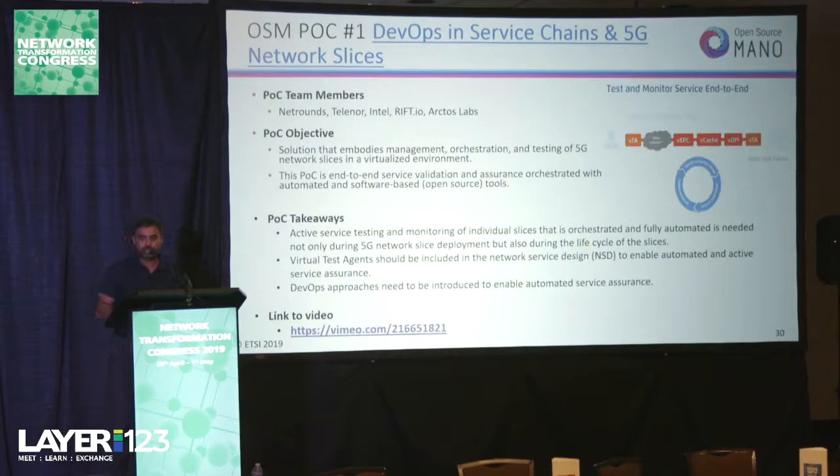All right, so let's go to the first one. This is the DevOps and service chain and 5G network slicing. The other thing that I forgot to mention is that joint POCs are welcome, and all the POCs that we have right now are pretty much joint. It makes it easier because different companies have different knowledge. They can help out with getting everything working instead of one company trying to do everything themselves, right?